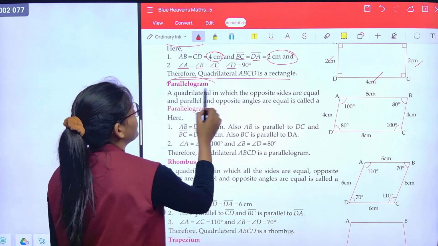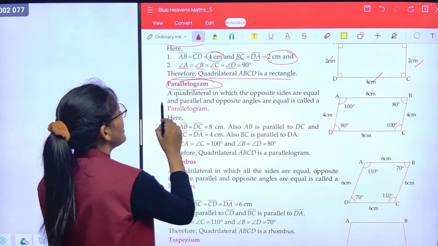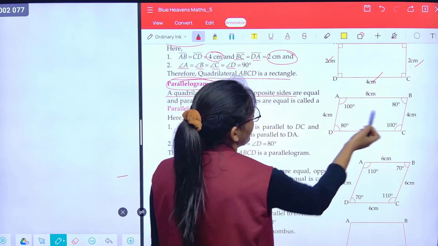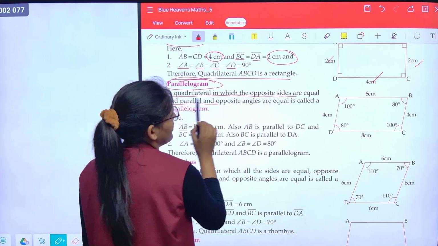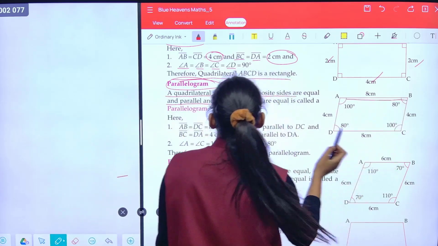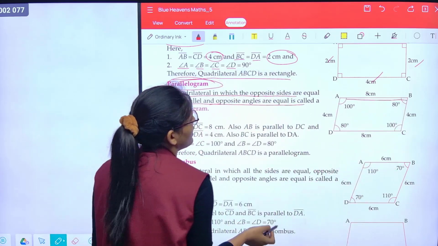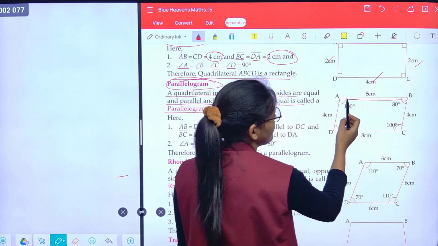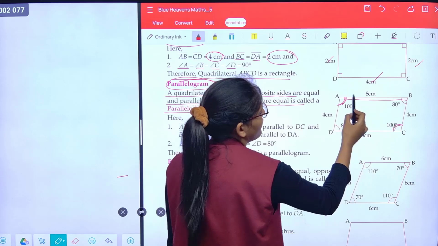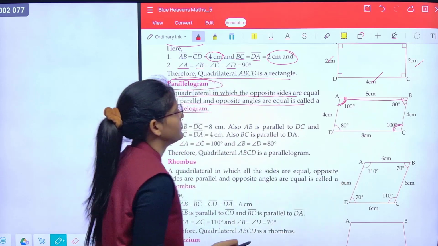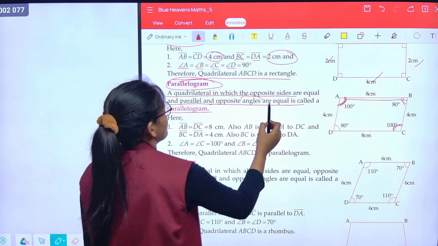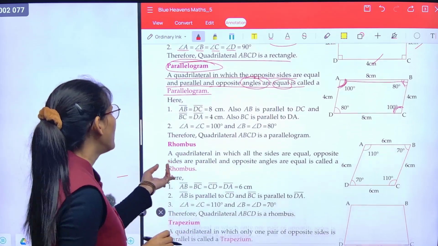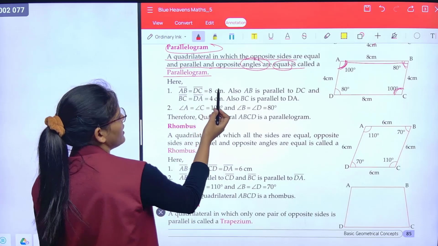Now class, what is a parallelogram? See, a quadrilateral in which the opposite sides are equal and parallel, and opposite angles are equal is called a parallelogram. Opposite sides are equal. Opposite angles are also equal, 100 degree, 80 degree. Opposite angles will be what? Equal. So what will it be? It will be a parallelogram, class. Now here AB is equal to DC, 8 centimeter.